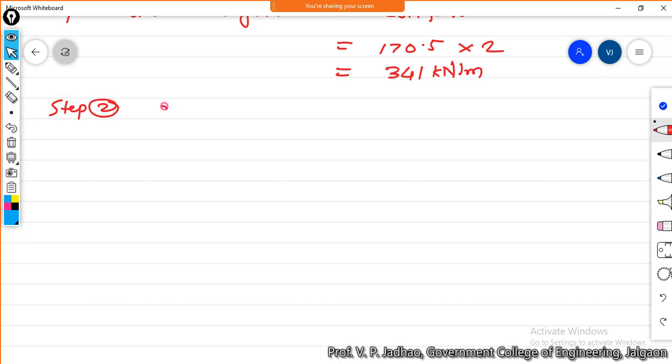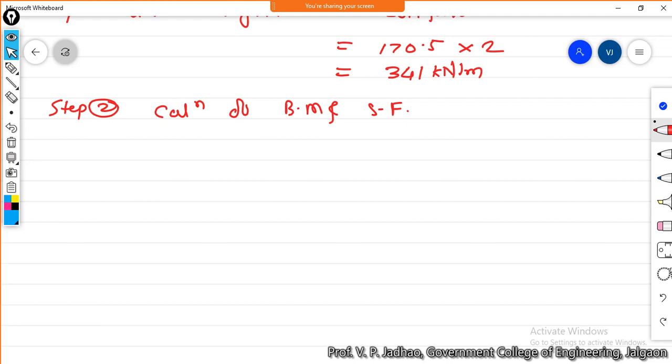Step number 2 is calculation of bending moment and shear force. Only up to this point this particular problem is different, and further steps are same as that of the previous problem, but I'll take this problem till the end of this particular lecture, and from next lecture we'll start with some different design. I wanted to show up to this point only, but we'll solve further till the end of this lecture.